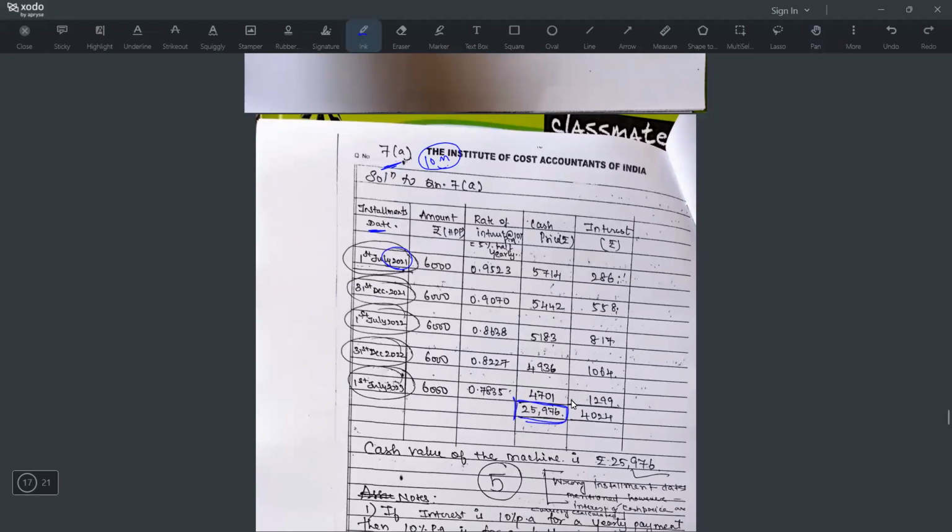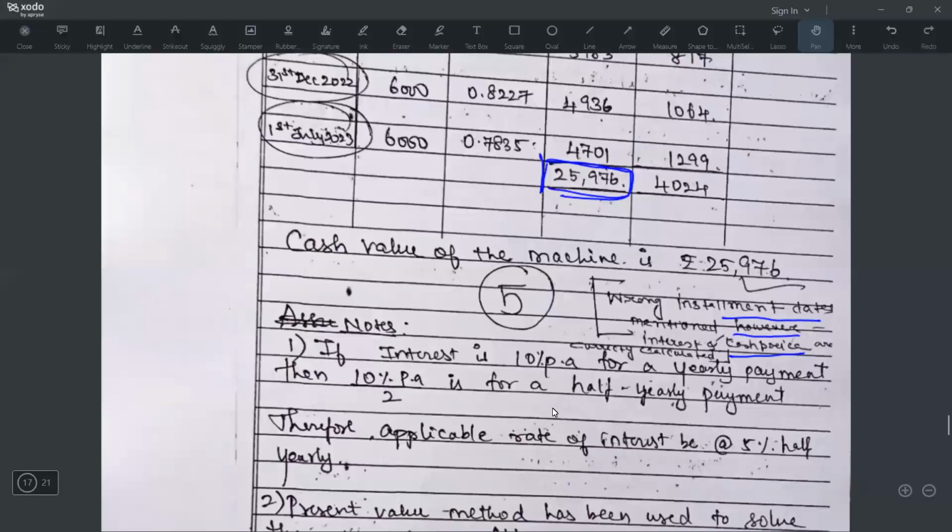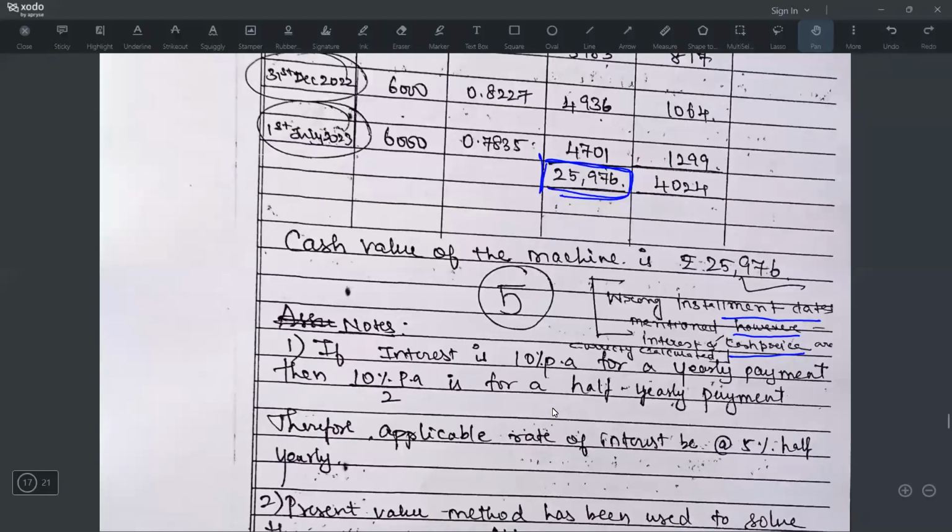I discussed with one friend. He has also written in such a way, everything is perfect. Installment date is also perfect. And they have also given a comment. See this: wrong installment dates mentioned. However, interest and cash price are correctly calculated, so they will give you 5 marks.